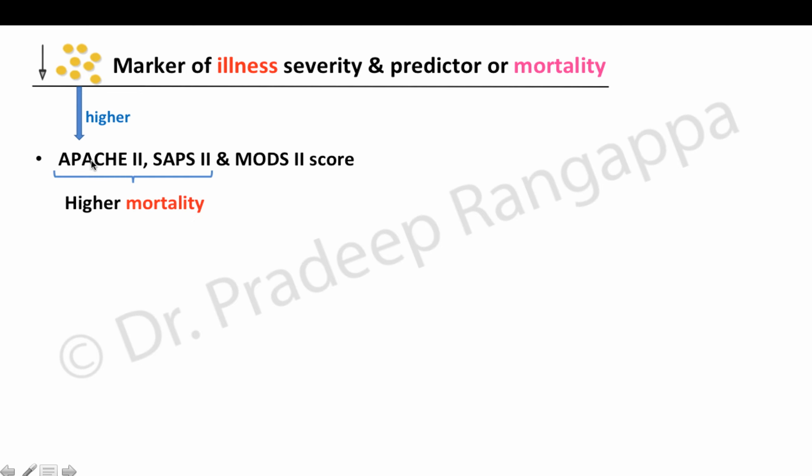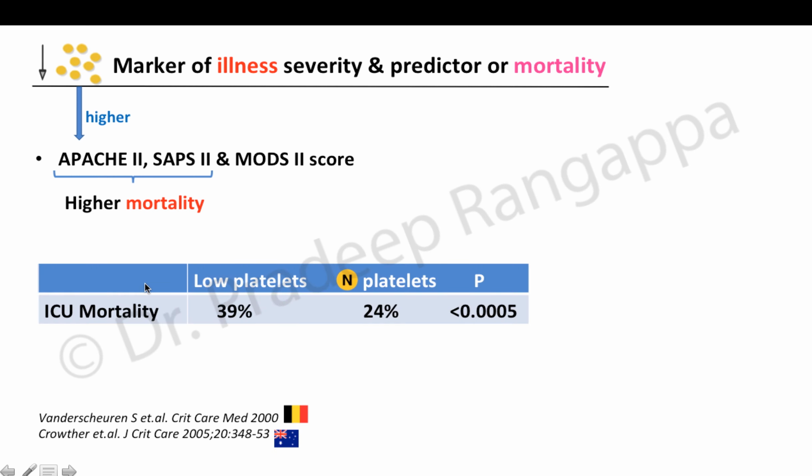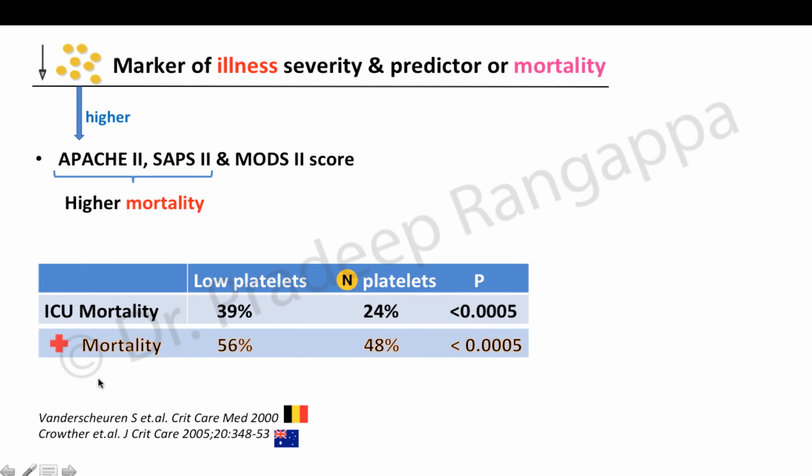And what essentially that means is higher APACHE, higher SAPS is associated with higher mortality. So there is a good correlation between thrombocytopenia and higher severity scores. If you look at the studies, I think there are two studies, one from Germany and one from Australia. As you see, the ICU mortality with low platelets was 39% as opposed to 24% in patients with normal platelets, and that was statistically significant.